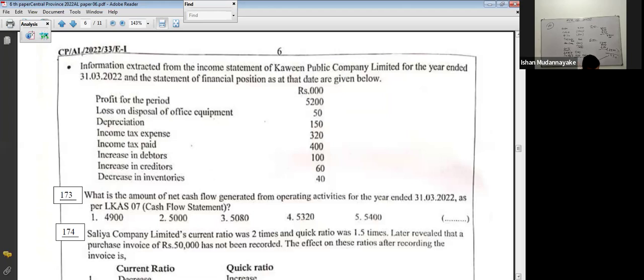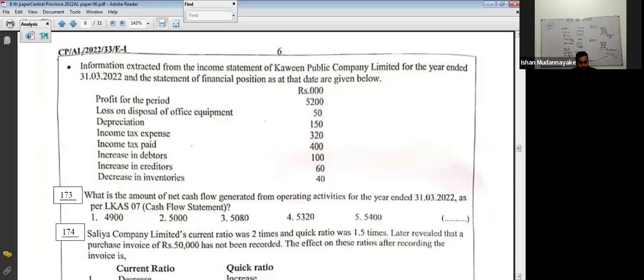Right. What's the answer? Information extracted from the income statement of Kaveen Public Company Limited for the year ended 31st March 22 and the statement of financial position as at that date are given below. What is the amount of net cash flows generated from the operating activities for the year ended 31st March 22 as per LKAS 7 cash flow statement?